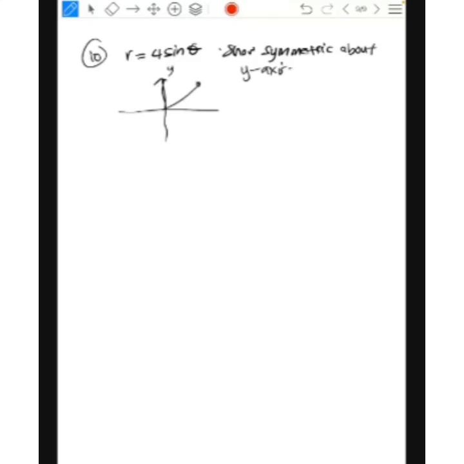Okay, what is f theta? F theta is equals to r equals to 4 sin theta. So kalau saya nak gantikan f theta kepada f pi minus theta, saya kena gantikan semua yang dalam theta tu, which is here, into pi minus theta. Okay.